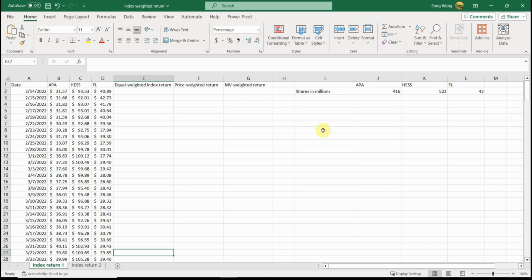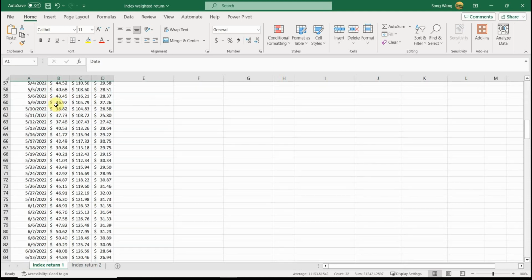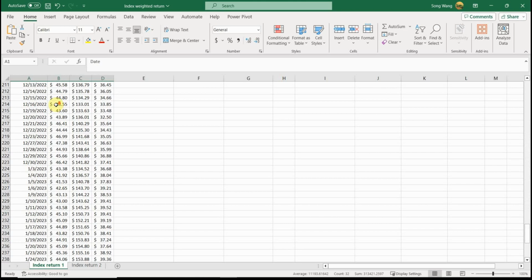In this practice, we're going to calculate the index returns. The index could be the market index that contains hundreds and even thousands of individual stocks. In this practice, we only have 3 stocks for simplicity, and these 3 stocks come from your homework 1. Right here, you see their daily prices from 2022 all the way to 2023. So you have a whole year of prices for 3 stocks.